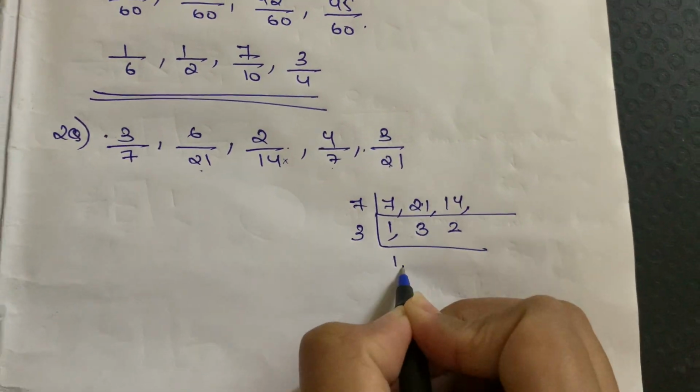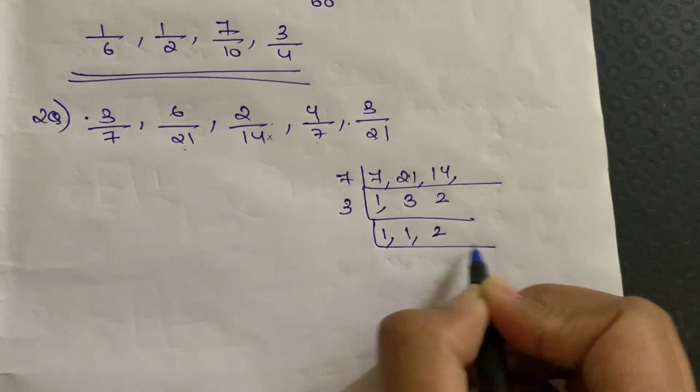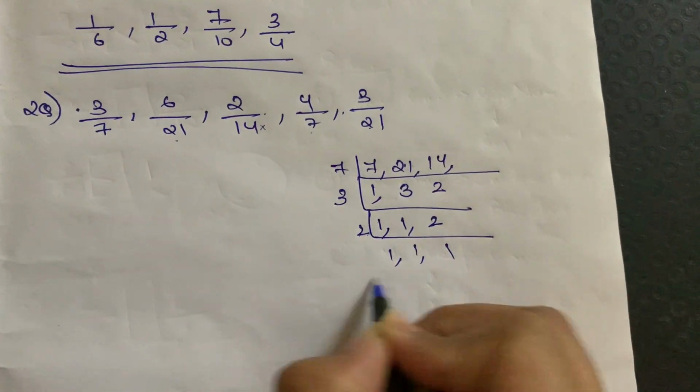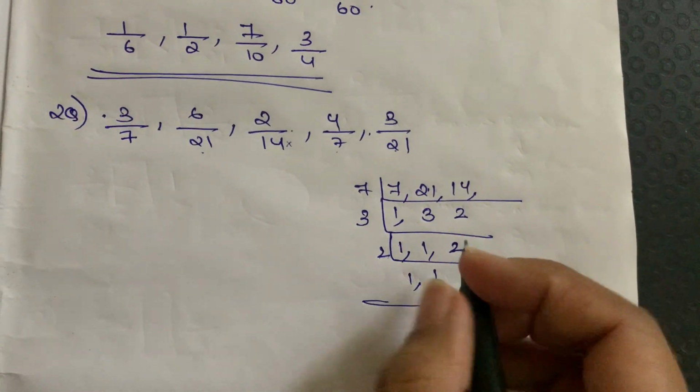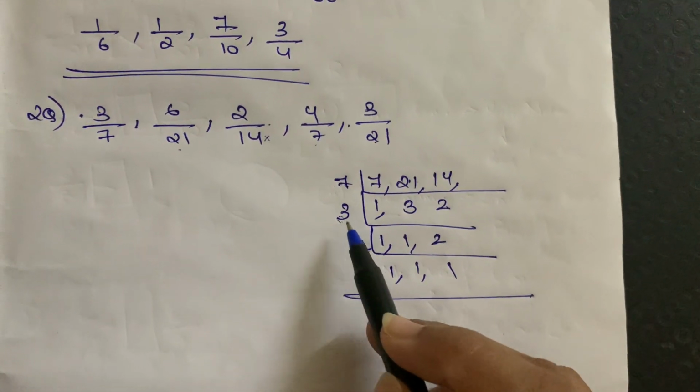I can go with 1 and 2, and then the times 2 table. This is what I get in here. So the LCM is 3 sevens are 21, 21 times 2.